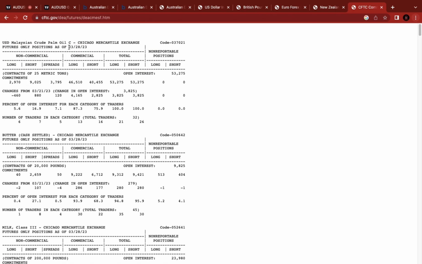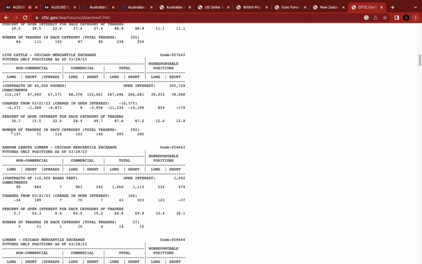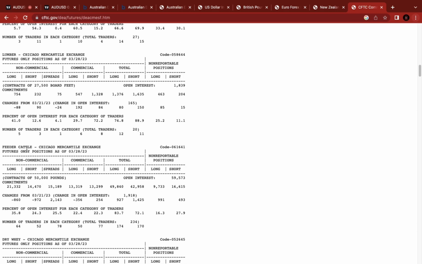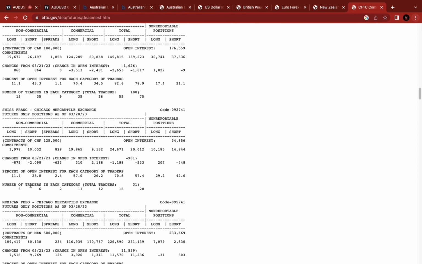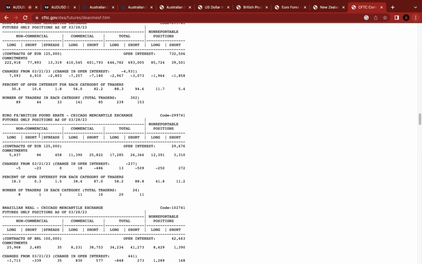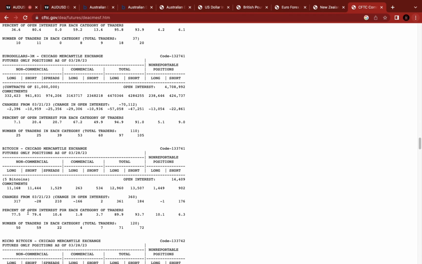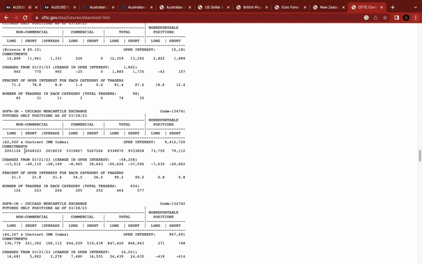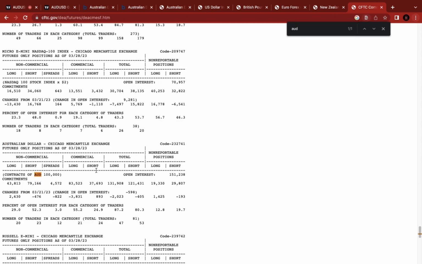If anybody tells you you have to pay for this information, they're lying because it's publicly put out for the public. You can see you have butter, milk, lean hogs, live cattle, lumber, feeder cattle, whey, cheese, Canadian dollar, Swiss franc, Mexican peso, British pound, Japanese yen, Euro FX, Euro versus pound FX rate, Brazilian, New Zealand dollar. Where's Aussie at? Bitcoin, micro Bitcoin. Yep, you even have the minis too. S&P minis. And I know Aussie is somewhere. Oh, there it is.